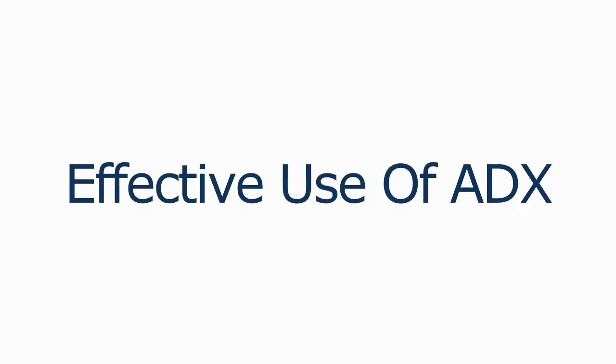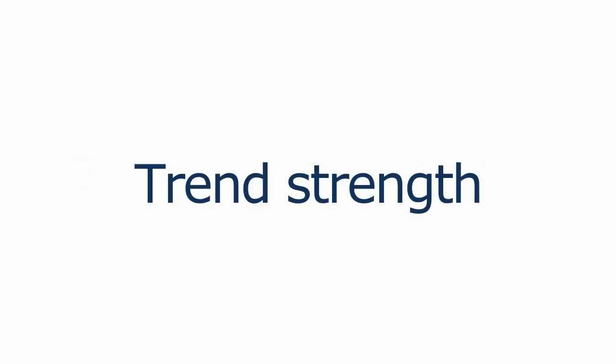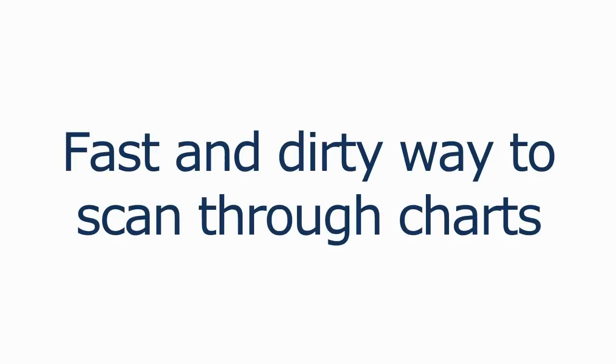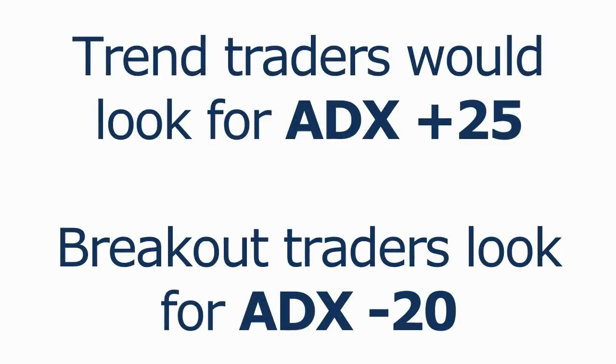So to wrap it up, the effective use of the ADX, and we got to keep in mind that it is a lagging indicator, but there are some uses that traders may find to be beneficial. And trend strength is the one that most traders are going to use it for. But you can often tell strength of the market by just looking at the relationship of each swing in price. This is a fast and dirty way to scan through your charts to find where your focus should be. Trend traders are looking for ADX plus 25. Breakout traders should look for ADX minus 20.